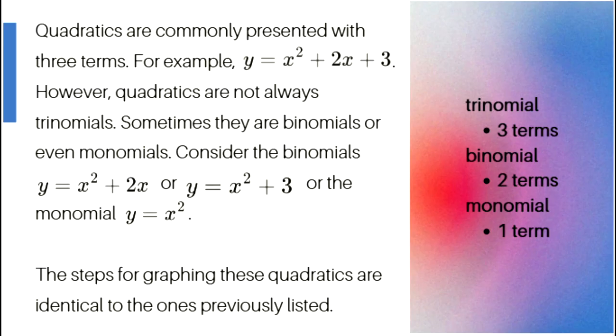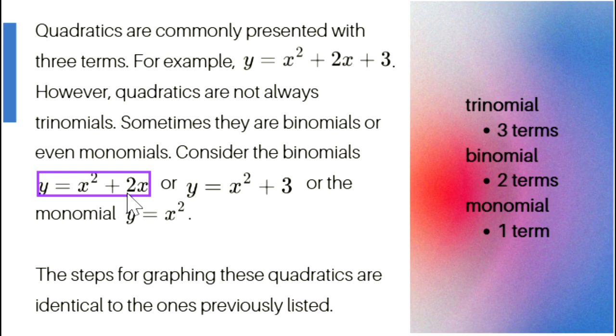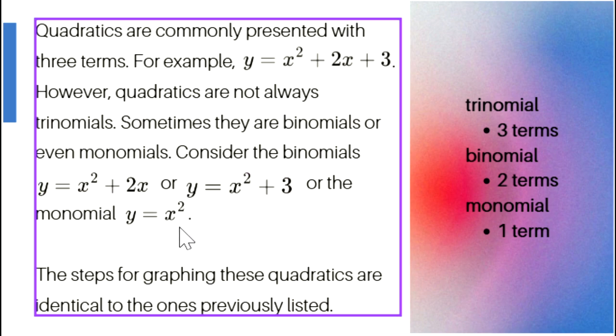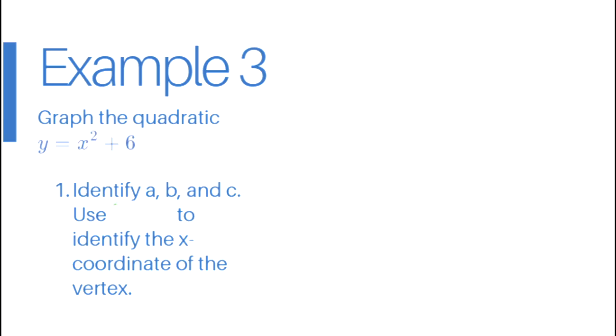A trinomial has 3 terms, where you have x squared, x, and a constant. A binomial has 2 terms, x squared and x, or x squared and the constant. And a monomial has only 1 term, x squared. Example 3, graph the quadratic y equals x squared plus 6. So first, identify a, b, and c. Use our formula, negative b over 2a, to identify the x-coordinate of the vertex.